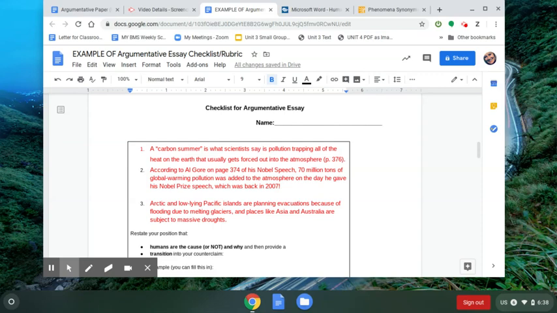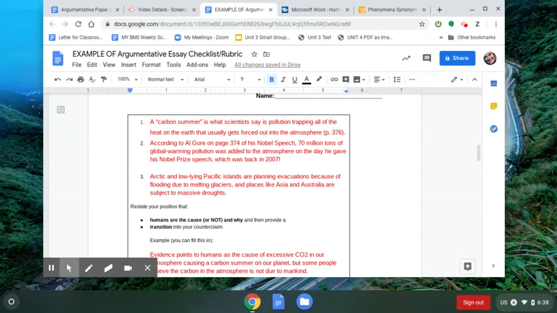Number 2, according to Al Gore on page 374 of his Nobel speech, 70 million tons of global warming pollution was added to the atmosphere on the day he gave his Nobel Prize speech, which was back in 2007. My third evidence is Arctic and low-lying Pacific islands are planning evacuations because of flooding due to melting glaciers, and places like Asia and Australia are subject to massive droughts.